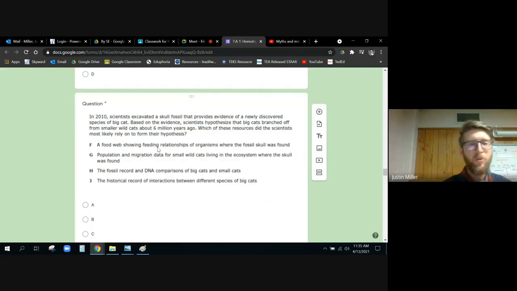Do you think that a food web showing feeding relationships would help? Do you think population and migration data for small cats would help? Do you think the fossil record, by comparing DNA between big cats and small cats, would help? Or the historical record of interactions between different species of big cats? So basically, which of these four things do you think would be the best thing to do to find out if that is true, that 6 million years ago, big cats and small cats kind of went their separate ways?